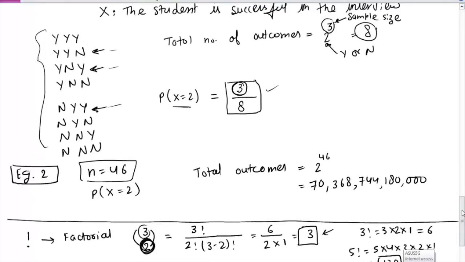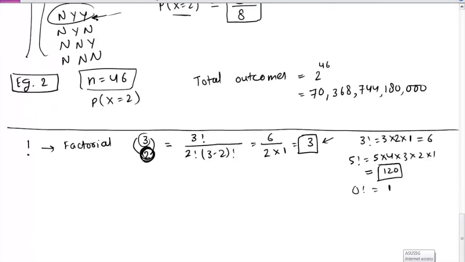This helps us avoid a situation where we have to list everything and then figure out in how many situations we have 2 yes. Instead, we use this calculation 3C2, which tells us that number is 3. This makes our life easier because now in example 2, we can first find in how many ways you can get exactly 2 yes out of 46. So 46C2.